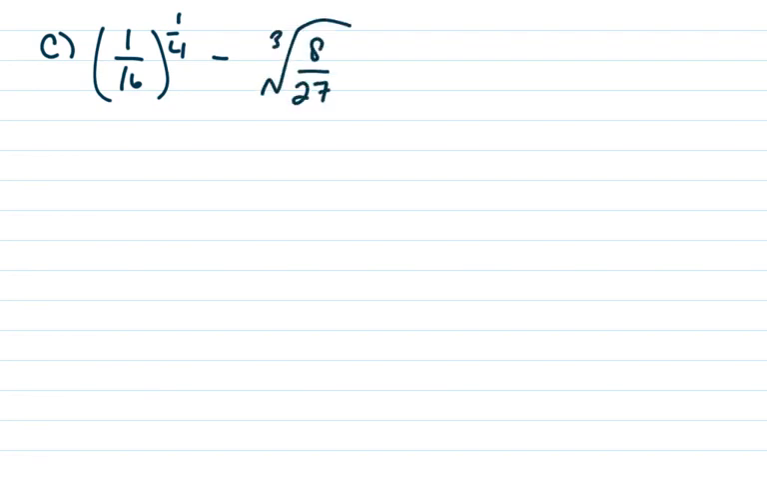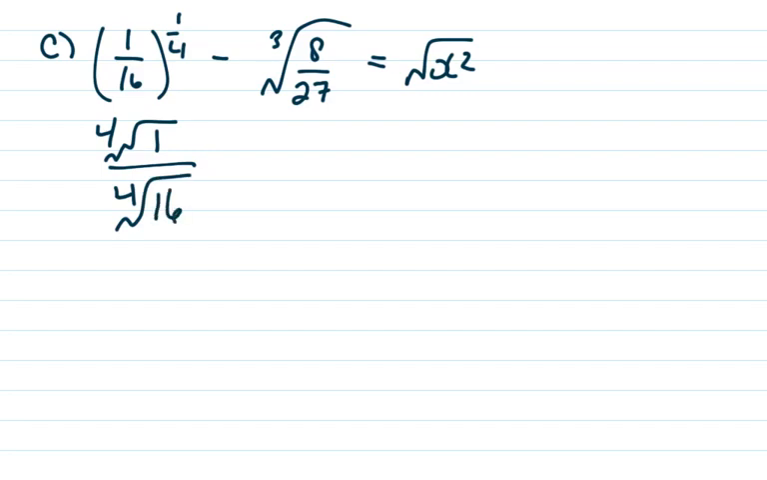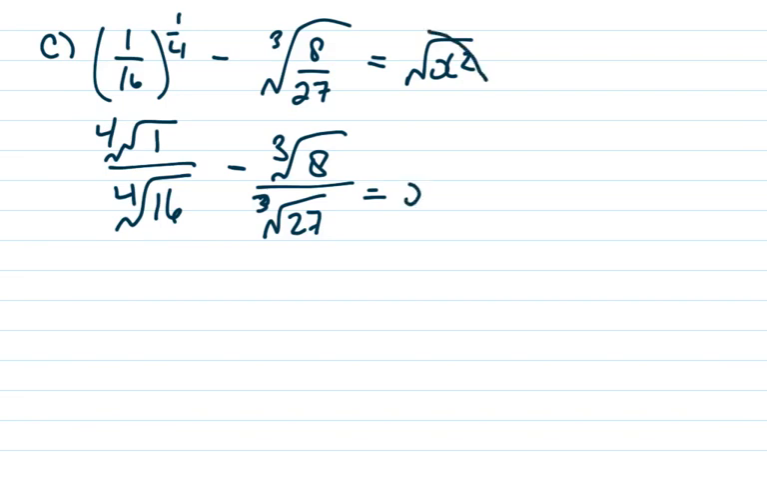All right, C. 1/16 to the power of 1/4 minus the cubed root of 8 over 27 equals the square root of x squared. So 1/16 to the power of 1/4 is the same as the 4th root of 1 over the 4th root of 16 minus the cubed root of 8 over the cubed root of 27 equals the square root of x squared. The square root cancels out the squared, so this is just x.